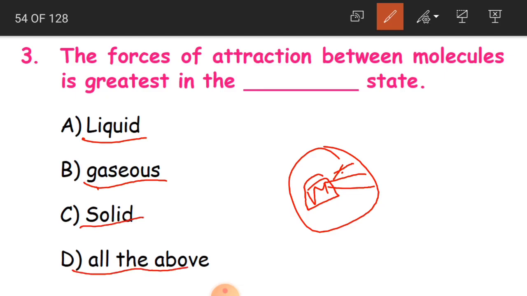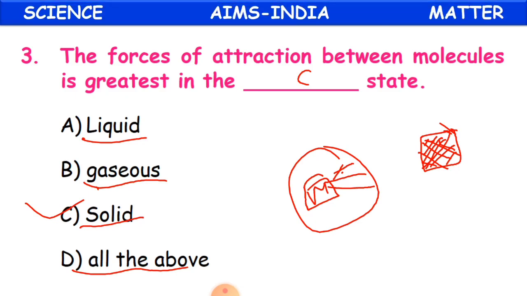And it is greatest in solid state children, because in solid state they are going to get attracted very close to each molecule. As in gas or liquid state, they are not going to move freely. Here they are attached together, and they don't change their positions also. They'll be close together. That is why C, that is solid, is the correct answer.